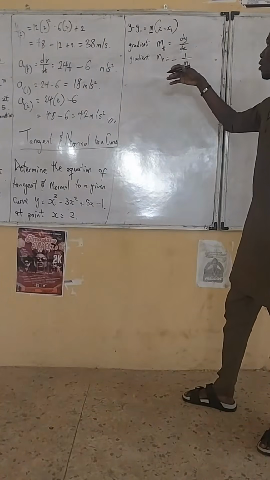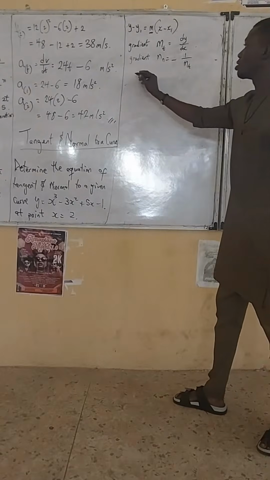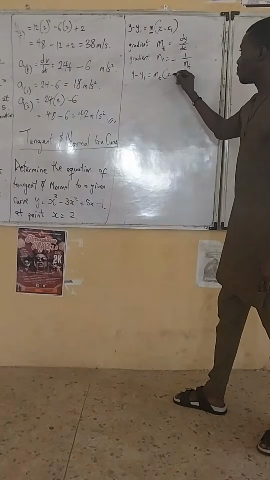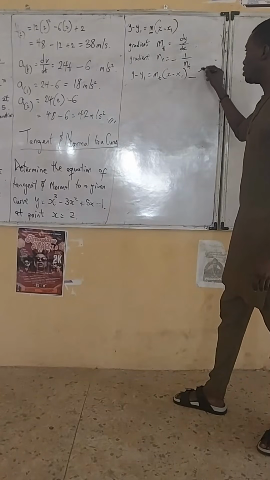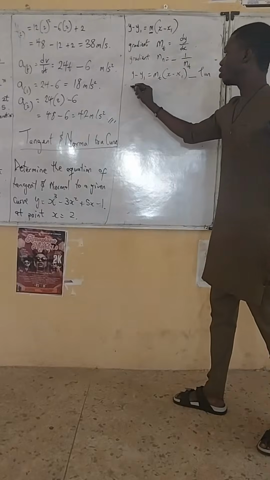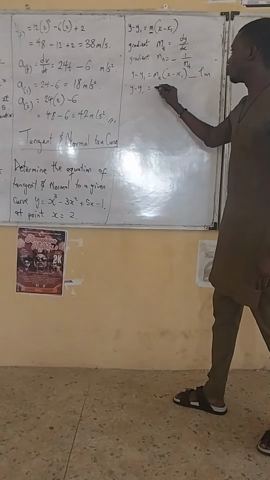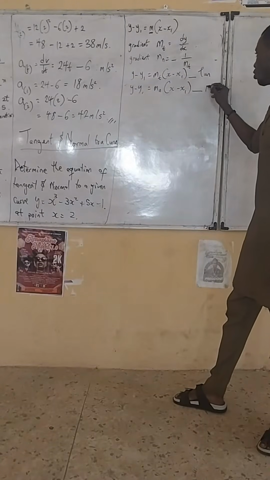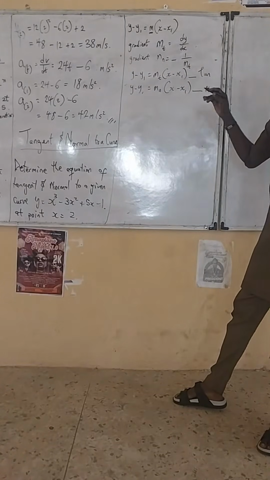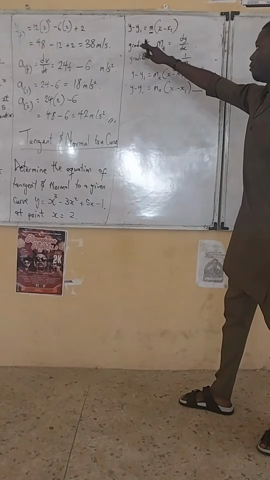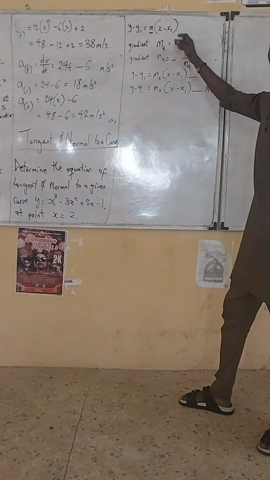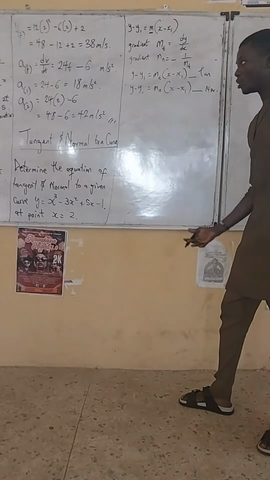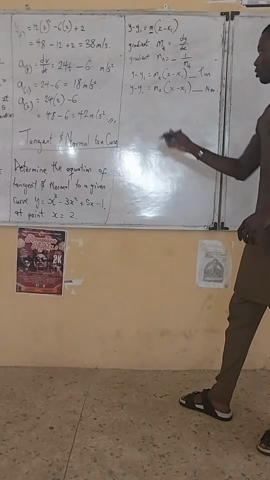So which means my two equations which I normally use are y minus y1 equals mT into x minus x1. This one is for tangent. Then y minus y1 equals mN into x minus x1. This one is for normal. So once you've gotten the gradient for the tangent, look for the normal, then solve for your equation.